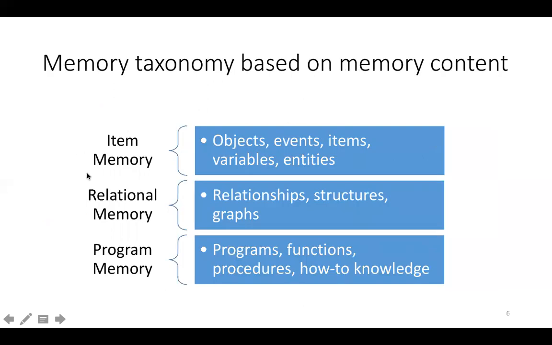We can view memories from a different angle, where we classify them into different types of memory, which are item memory, which stores the objects or the events, variables, entities. Relational memory stores the graphs, the structure, the relationships. And program memory stores the programs or the functions, procedures, and how-to knowledge. So they differ in the content they contain in the memory. Okay, so let's go to the first type of memory, the item memory. Here are the three prominent examples: associative memory, RAM-like memory, and independent memory.